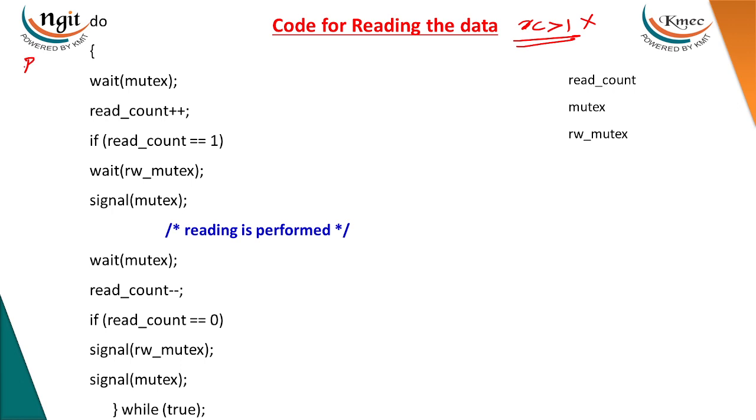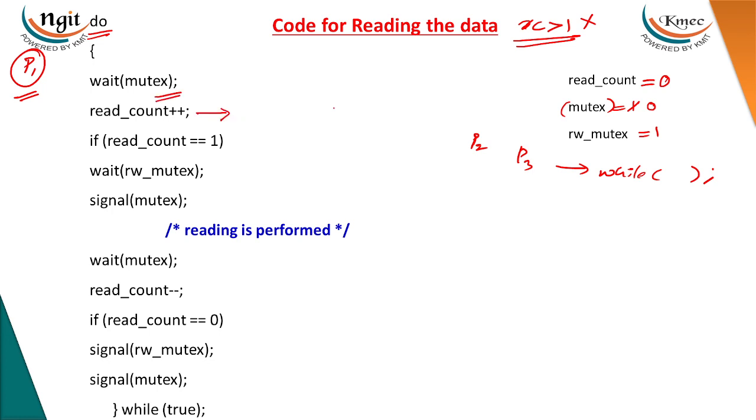So let us see, p1 is a process who wants to read the data initially. What he has to do: initially read count equal to 0, mutex equal to 1, read write mutex equal to 1. Now look at it, wait on mutex, so that no other process will execute, because it indicates that one process is executing the critical section. If p2, p3, or any process tries to invoke wait on mutex, they have to wait in the while loop.